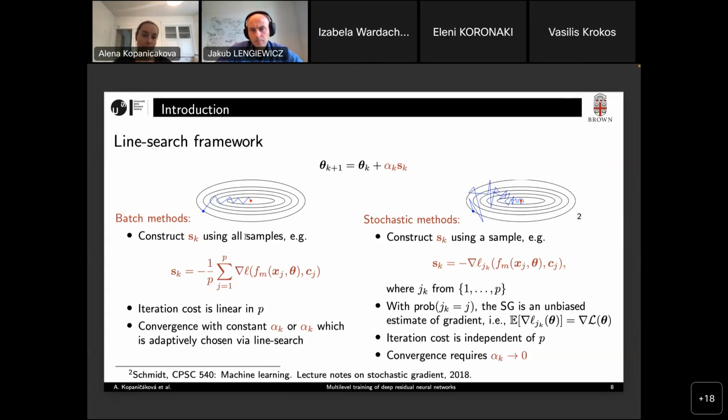Then we know that our search direction would be a direction of descent at any point. And we can build a convergent iterative scheme by simply choosing the learning rate sufficiently small.